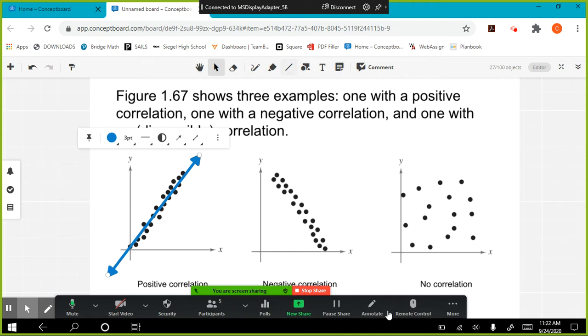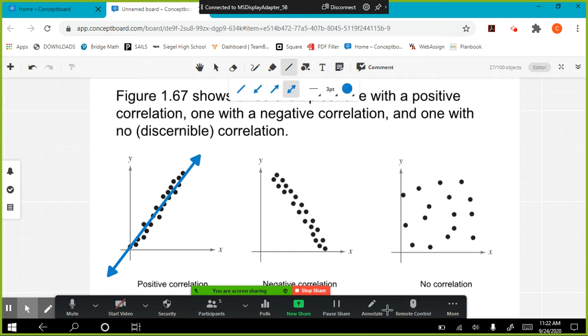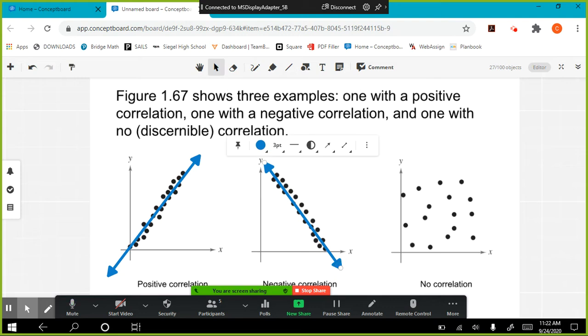Same thing here, we can see that this lines up pretty well right there. This would be a strong negative correlation because it is going downhill as we go from left to right. It would have a negative slope. First one's a positive slope, the second one's a negative slope. And then the third one, as you can see, there's no way I could choose to draw a line that would closely resemble that. That's no correlation at all.